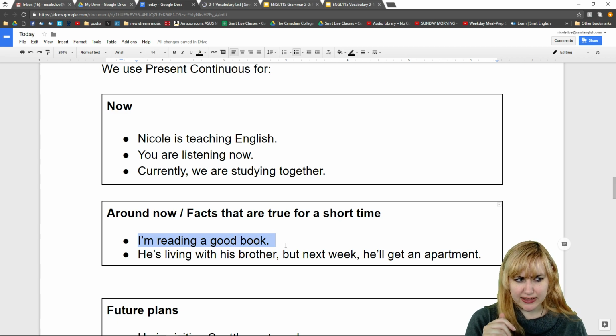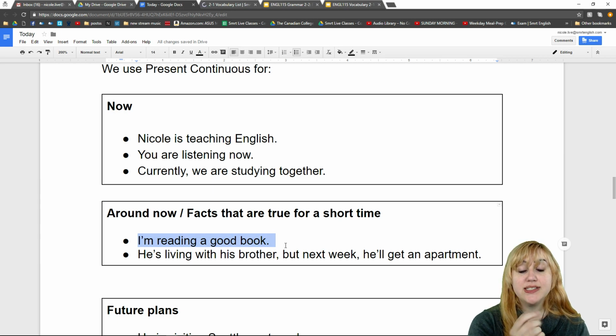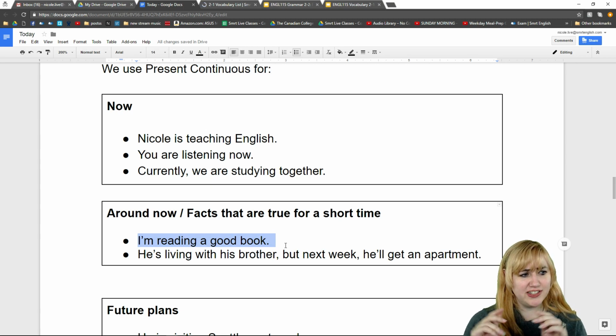So this minute I'm teaching English, but I can still use present continuous because this is true for just a short time. So I started the book yesterday. I will finish the book tomorrow. So this sentence is true for just a short time. So it's okay if it's not this minute. You can use present continuous for things that are true for a short time. Maybe a few days or maybe 1 week. Maybe just a few minutes.